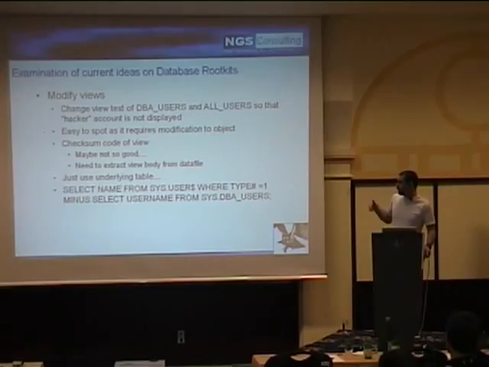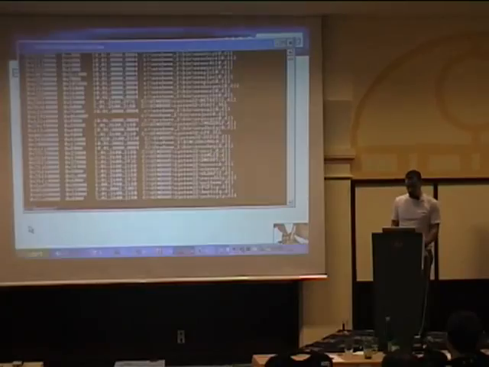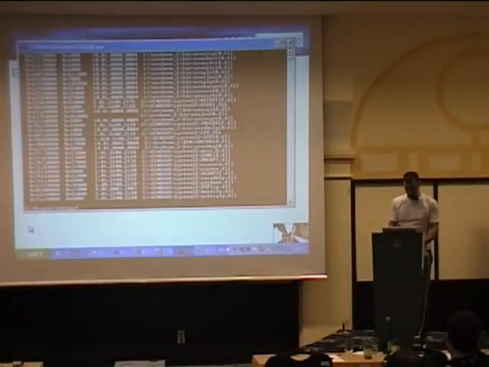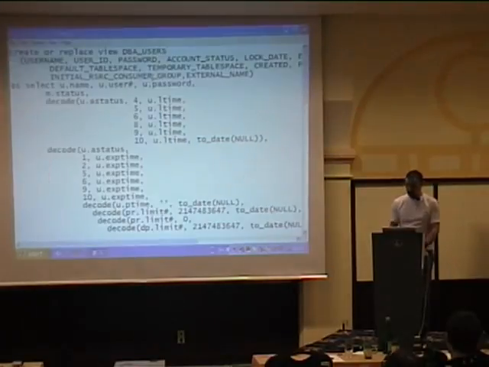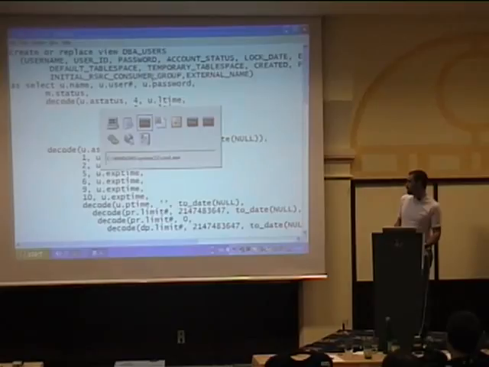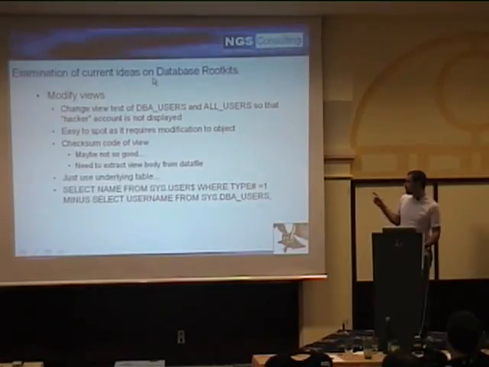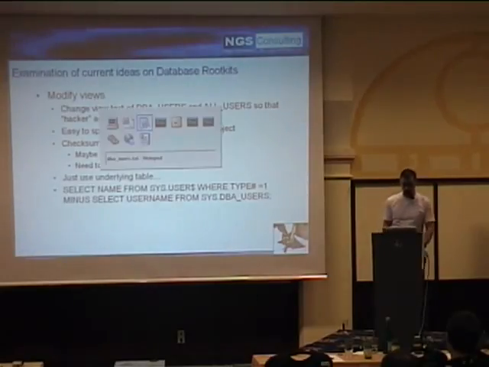Another way of not worrying about the views problem is essentially just to use the underlying table itself. Rather than relying on DBA_USERS, just use the sys.user$ table and so on. Now, a very nice, simple way of checking whether someone's actually manipulated the DBA_USERS view, for example, is using the minus operator.